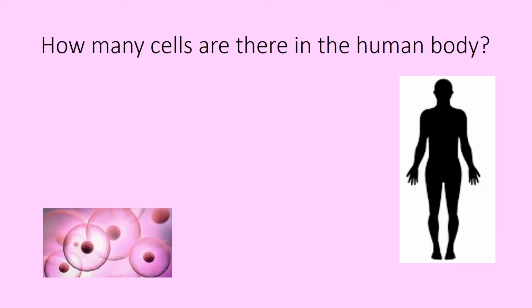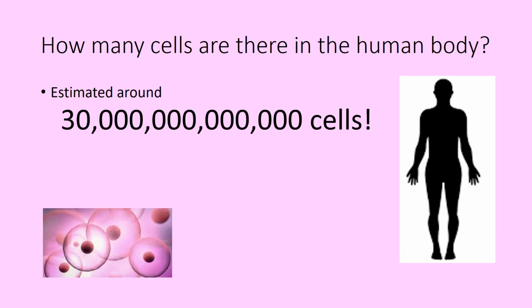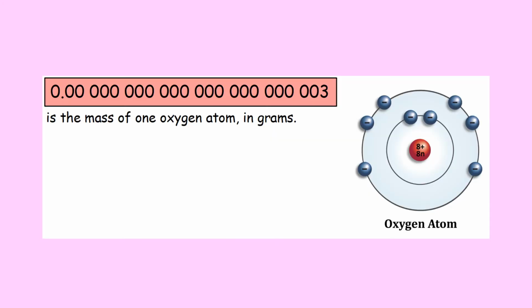Well, how many cells are there in the human body? It's estimated that there are around 30 trillion cells in the human body. And that's a very large number. Well, the second number we had was incredibly small, and that could represent the mass of 1 oxygen atom in grams.